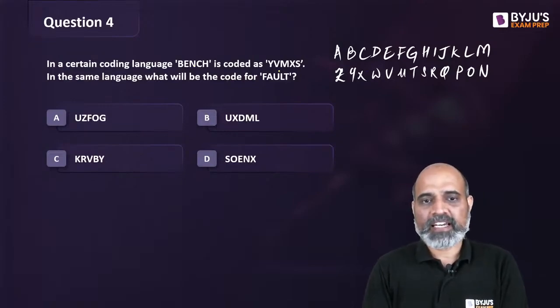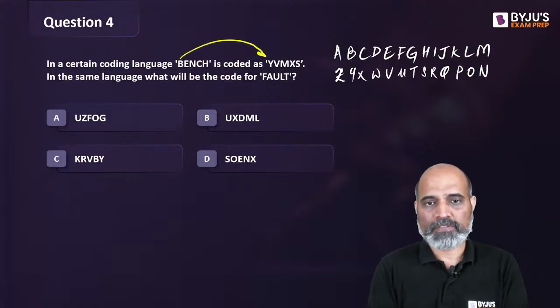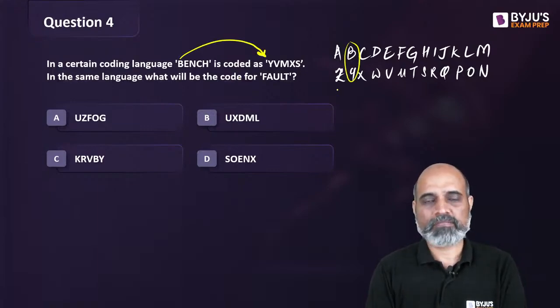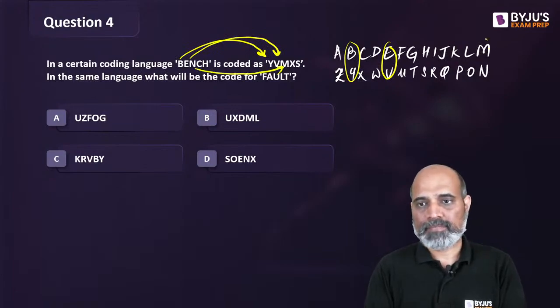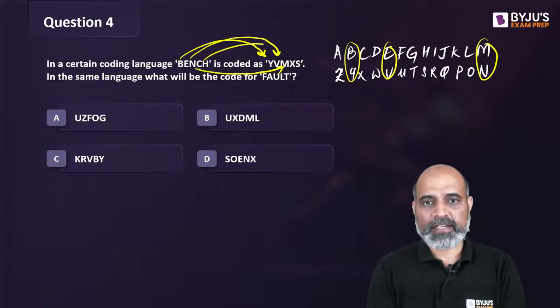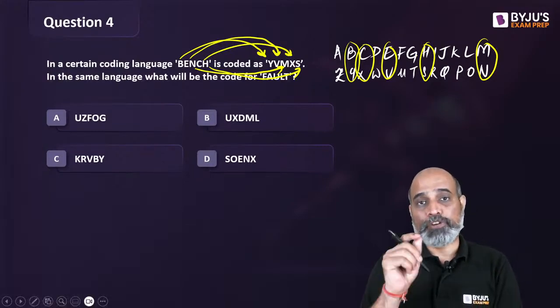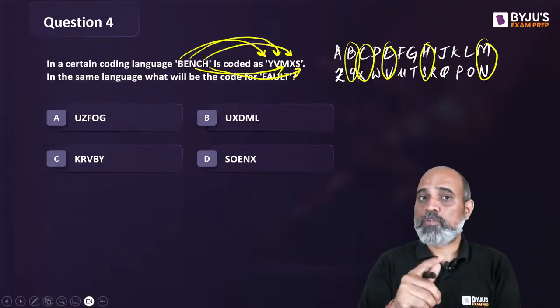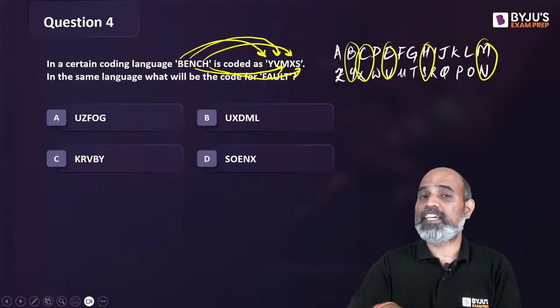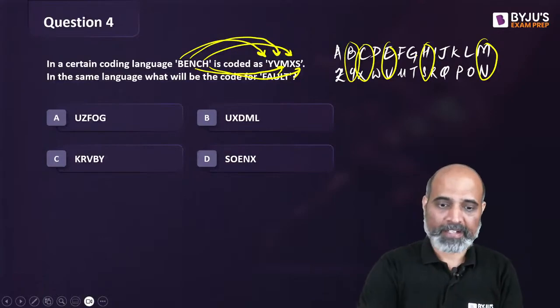So bench is written as YVMXS. So bench में B is written as Y. So how is B written as Y? They are in the same column. E is written as V. N is written as M. C is written as X. And H is written as S. So whichever letter we have in the word, the other letter which falls in the same column is what we need to write down, right?